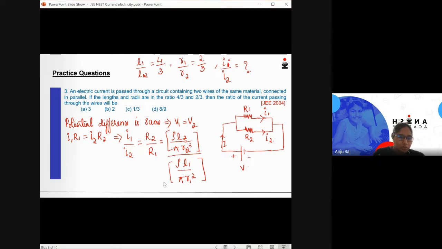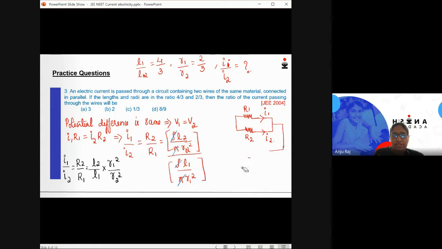Okay, now here what happens? They have told it is the same wire, so the resistivity can get cancelled. Pi and pi can get cancelled. So let us write the remaining terms that is pending. So you will get I1 by I2 is equal to R2 by R1 is equal to, what is the remaining terms that you are getting? L2 divided by L1 into r1 square divided by r2 square. L2 divided by L1, and r1 will go on the numerator, r2 will come to the denominator. So r1 square divided by r2 square.